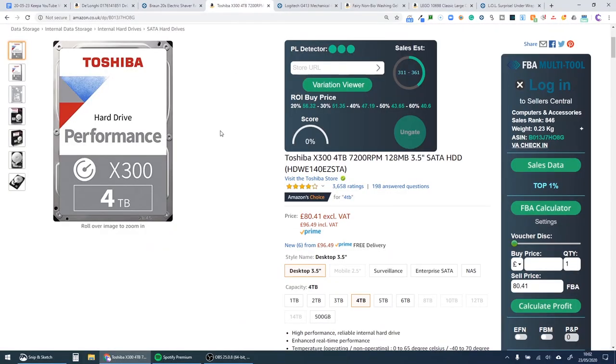Now, one thing I always say to people, and this is a hard disk that we're looking at right now, is to look at the Keepa chart. Look at what the Keepa chart is telling you, because every product is different. Amazon doesn't have a blanket rule, and I can show you countless examples of products where what you think is true isn't. And Keepa tells you that. By looking at the Keepa chart, you're going to understand that.